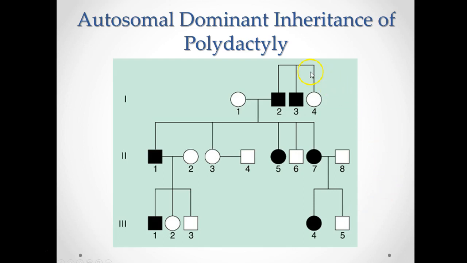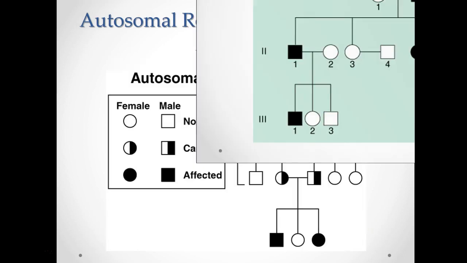Okay, so again, this is a pedigree, and this shows us that there are no carriers here, right? You either have the trait or you don't, and it's in every generation. So we can see that this is an autosomal dominant pattern.